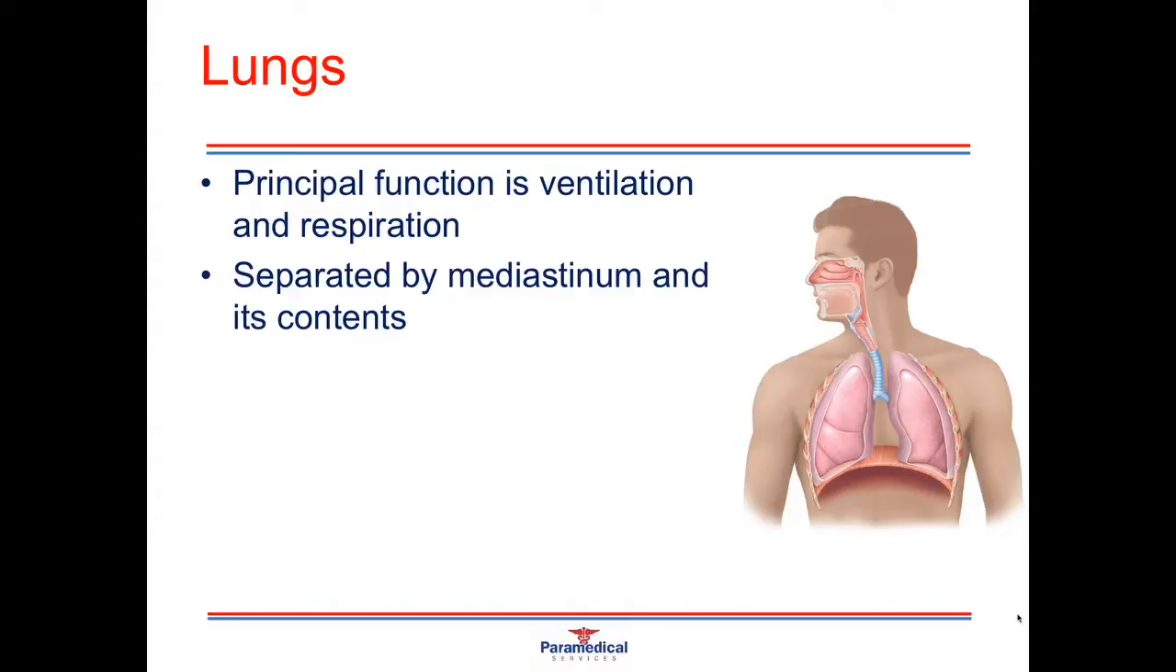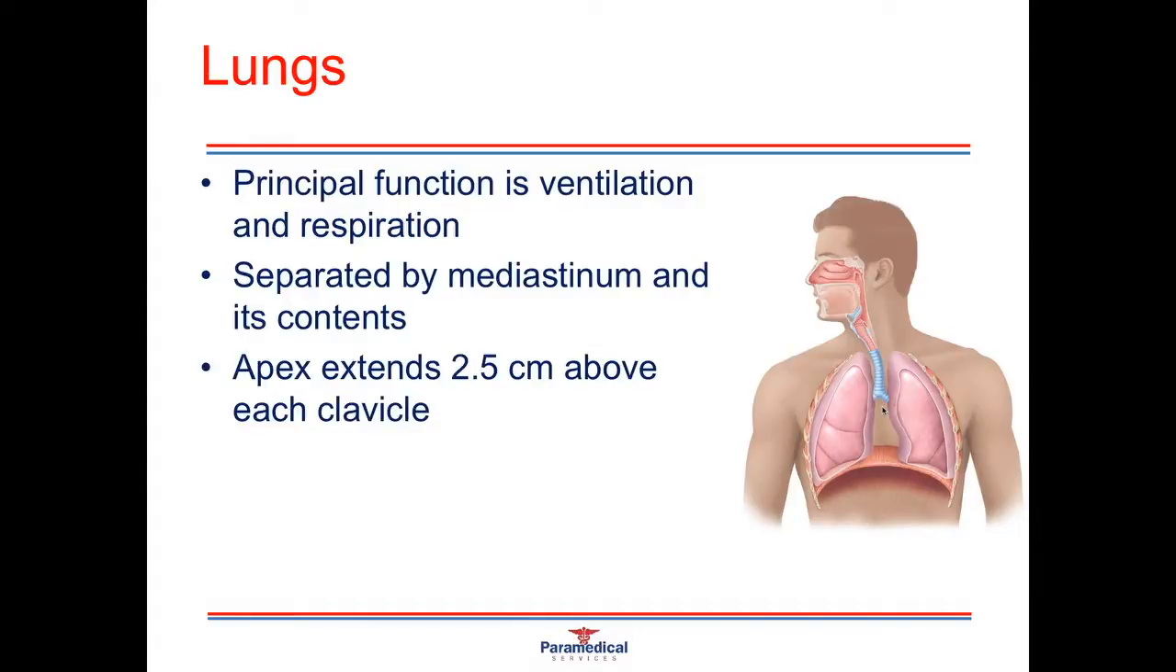The left and the right lung is separated by the mediastinum and its contents, so that's the heart and the great vessels, and you can see in the diagram to the right hand side that there's a nice big space right in the center of the chest, slightly moving off to the left hand side over there, and that's where the heart and the great vessels lie.